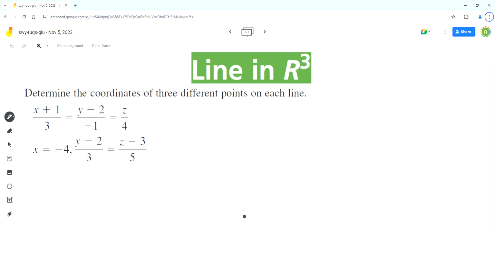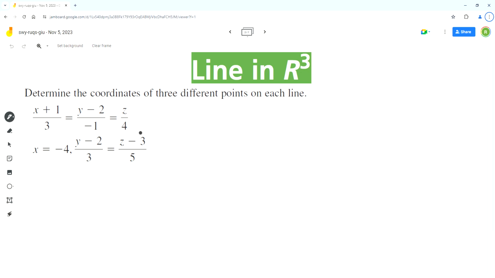So in this video, we'll solve this problem using the concepts of line in R3. As per the problem, determine the coordinates of three different points on each line. So let's start with the first line. This equation is given in symmetric form.